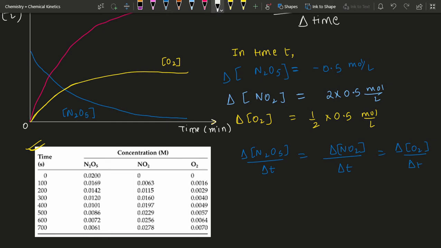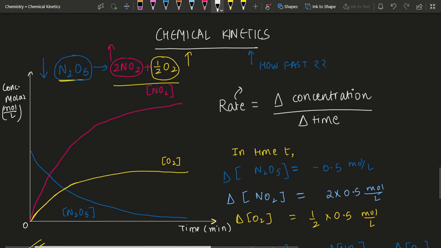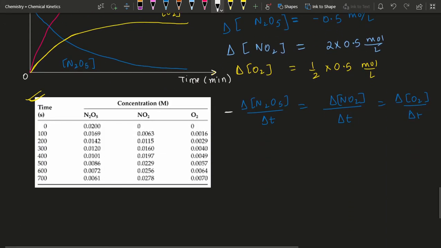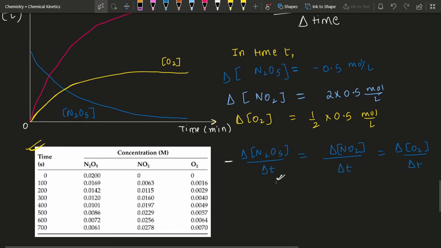First, dinitrogen pentoxide N2O5 is decreasing, so the rate must have a negative sign with it. Remember that the rate is always positive, so you have to do something to make it positive. So with reactants, you put a negative sign. So this thing is sorted out. Let's move on to the expression for NO2. If you divide this expression both sides by 2, then these two equations are actually equal.